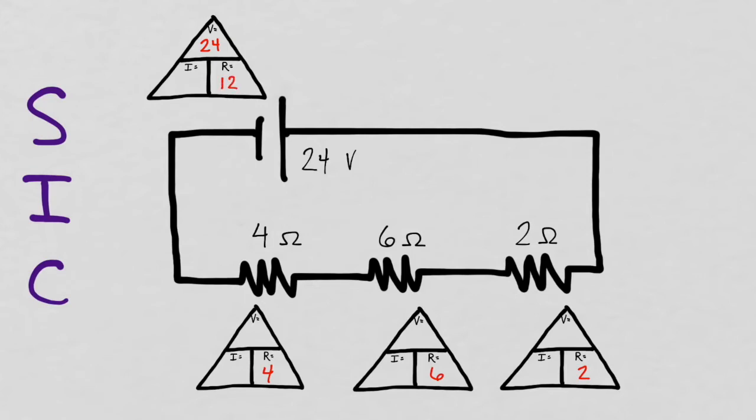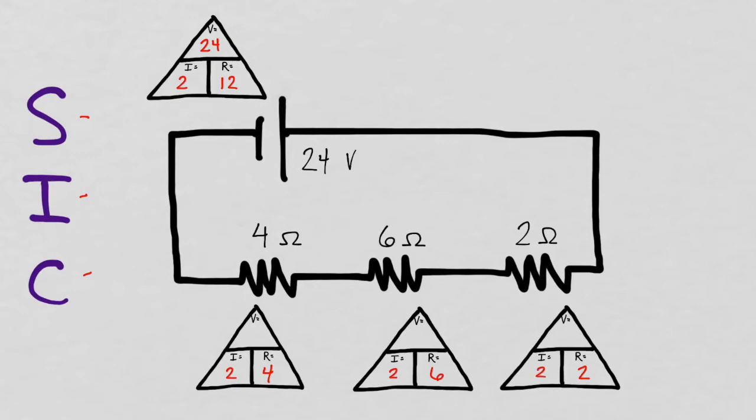From here, we can calculate the total current at the battery as 2 amps. 24 over 12 is 2. Now is where we use SIC, series current constant. Since the current is known at one location, we know that that same current will exist at every location through every resistor. 2 amps through the first resistor, 2 amps through the next, and 2 amps through the last.